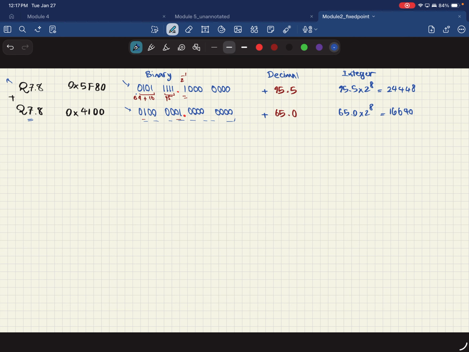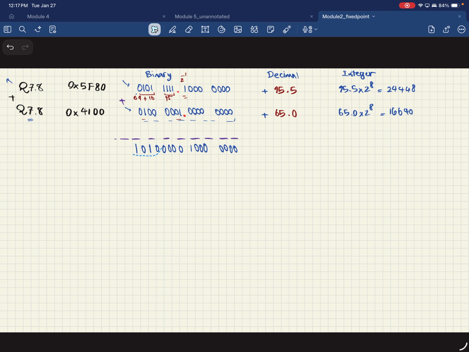Now, we are asked to calculate the summation. Let's go to the summation of the binary. This is the easiest operation in Qm fixed point, because we can look at it as two binaries. They're both positive, and even if they weren't, we wouldn't care. We're just going to add them up. So 0, 0, 0, 0. Stop me when I make a mistake. Let me separate these. Is that correct?